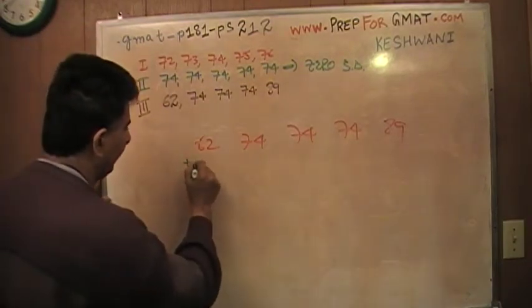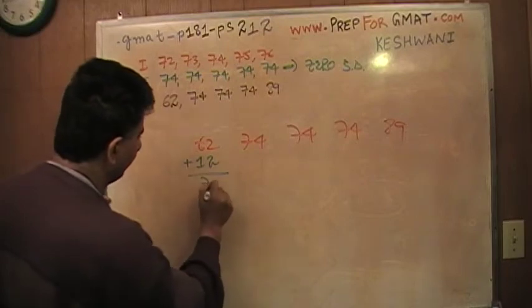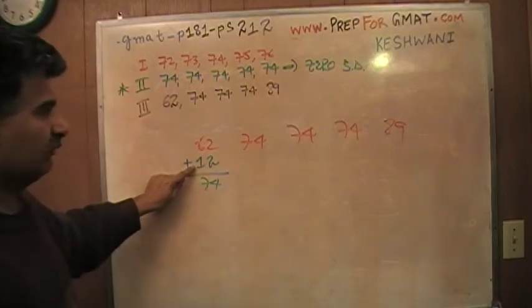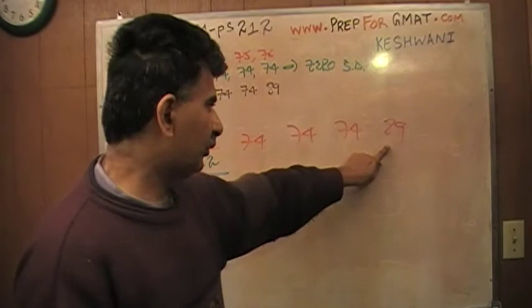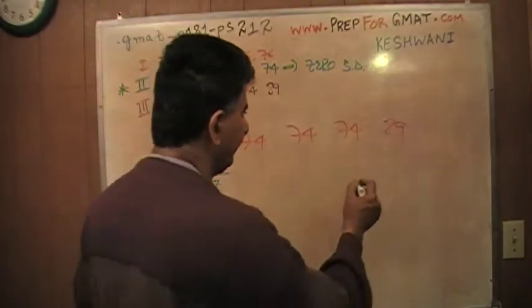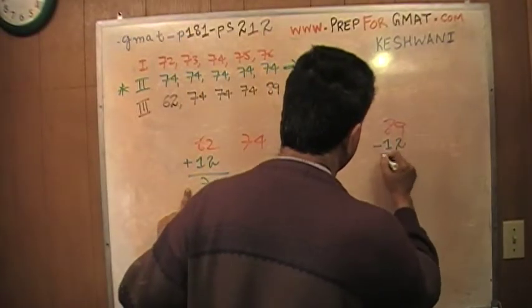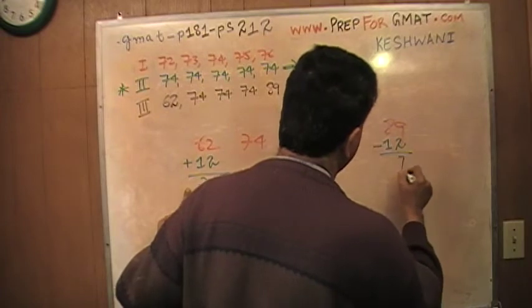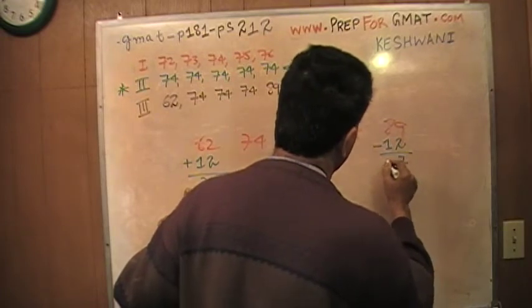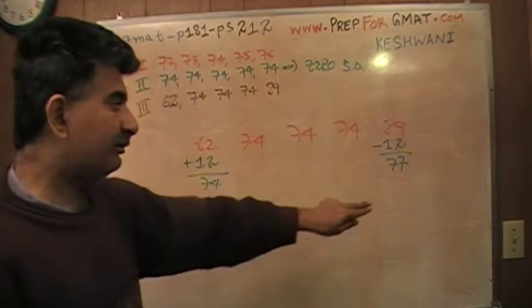If I add 12 to it, it becomes 74. And what is that 12 going to come from? It's going to come from this guy. I have to borrow 12 from this guy and give it to this guy. If I take away 12 from this guy, I end up with 77. But he needs to be 74.